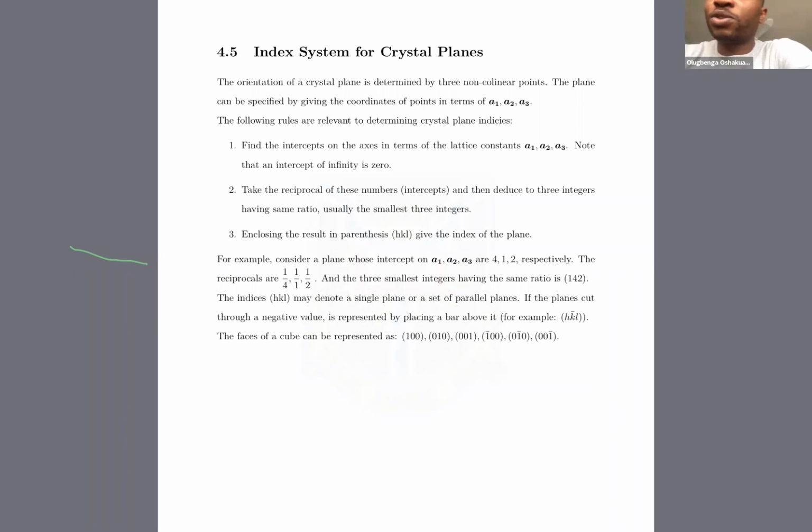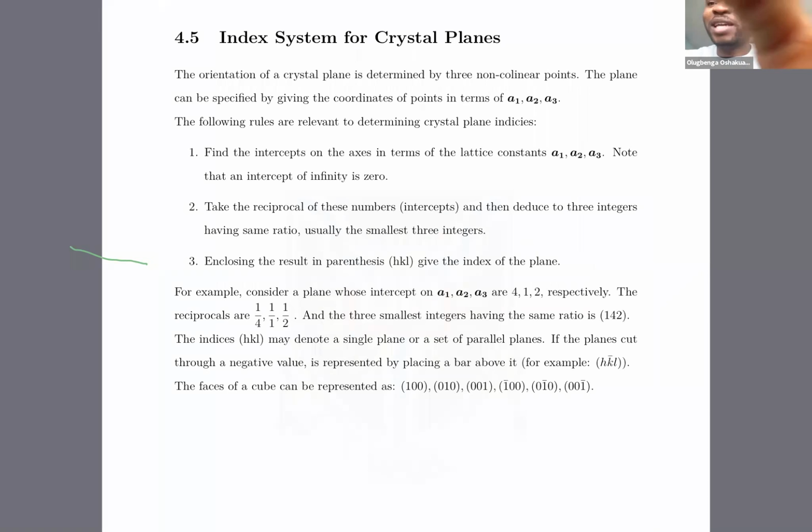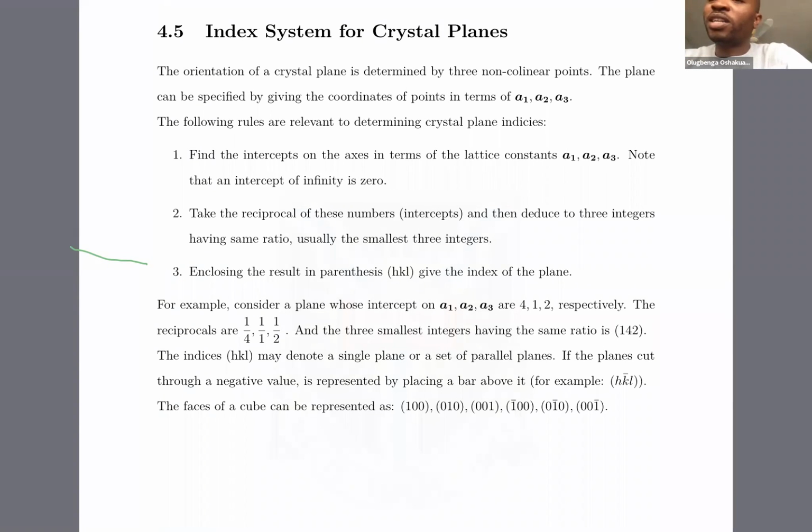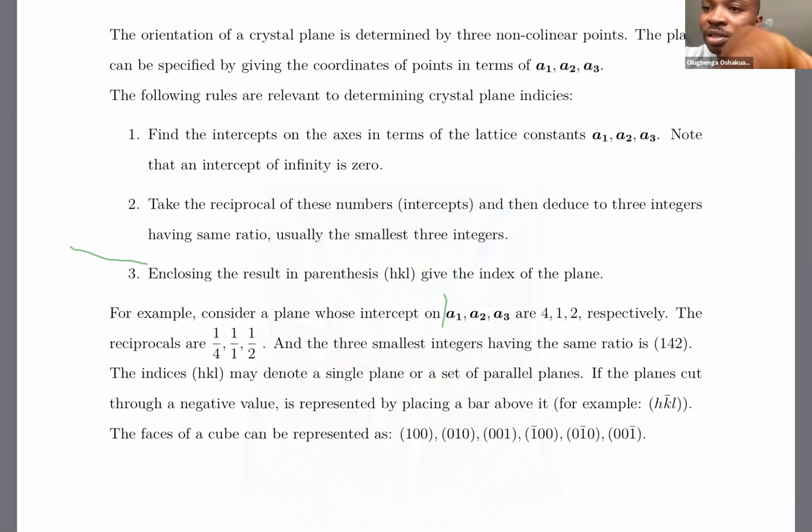The first thing to do is, number one, find the intercepts on the axes in terms of the lattice constants, A1, A2, A3. And note that an intercept of infinity is 0. I have an example here, where A1, A2, A3 are 4, 1, 2, respectively. So now we are talking about point 4 on axis A1, point 1 on axis A2, and point 2 on axis A3.